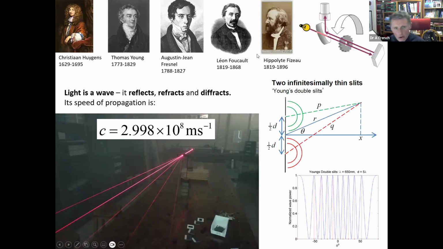Foucault as well, and Fizeau. Now, these guys actually measured the speed of light using clockwork. So this little diagram in the corner sort of shows you how they did it. Basically, the length there was the length of the Champs-Élysées in Paris, I think.